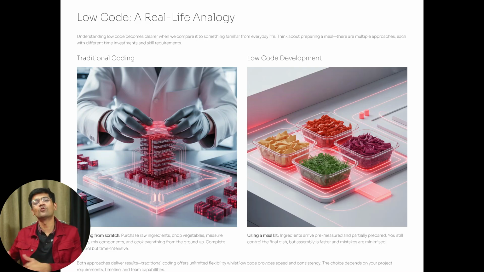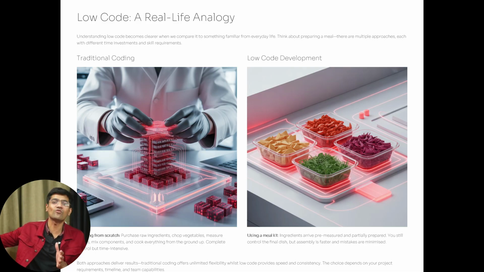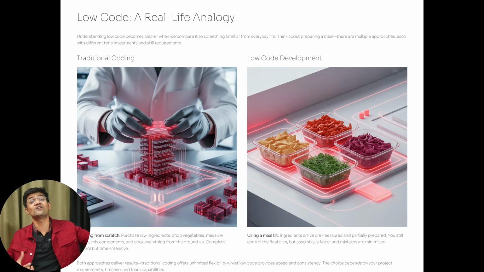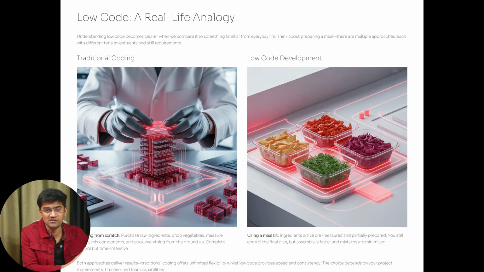But what is the low code way of cooking? The ingredients arrive pre-measured and partially prepared, right? So we still have control over the final dish, but assembly is faster and mistakes are minimized. So this is the low code way of cooking and this is the traditional way of cooking. Now, which is faster? Of course, the low code way of cooking is faster, right? Because we are not focusing on preparing the ingredients. We are focusing more on preparing the actual dish, correct?